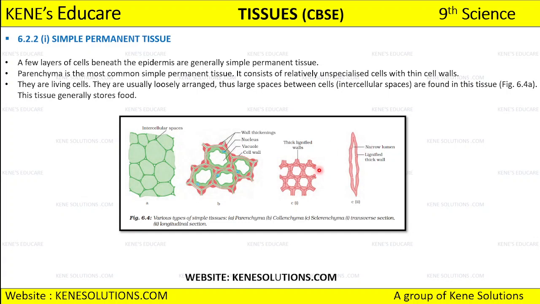In the transverse section of sclerenchyma, it is going to have a thick lignified wall. Okay, but in the longitudinal section of sclerenchyma, you will see a narrow lumen, and there will be a lignified thick wall present in both types, whether it is a transverse section or a longitudinal section. The wall is going to be thick. Okay.